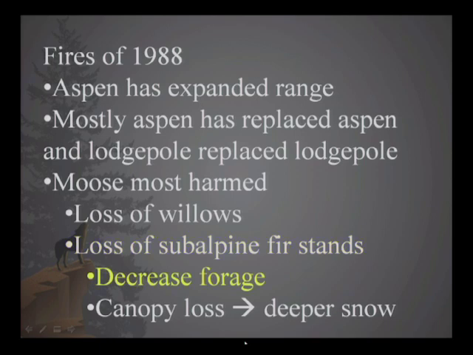So again, the willow loss decreases their forage, and then also the canopy loss led to deeper snow, and they don't do well in deep snow. They don't really care for that. So anyway, they have suffered probably the most as a result of those fires, or at least initially.